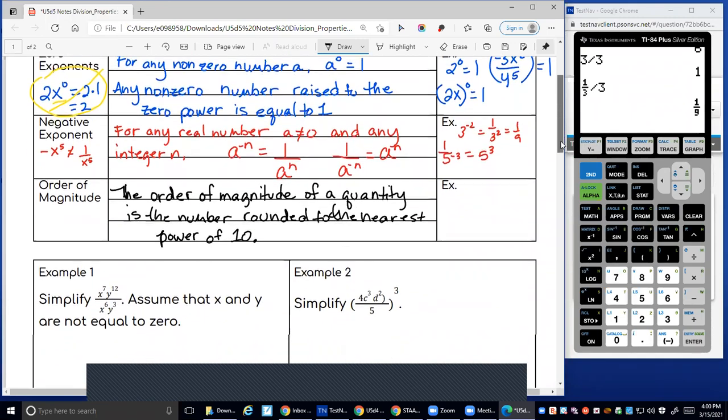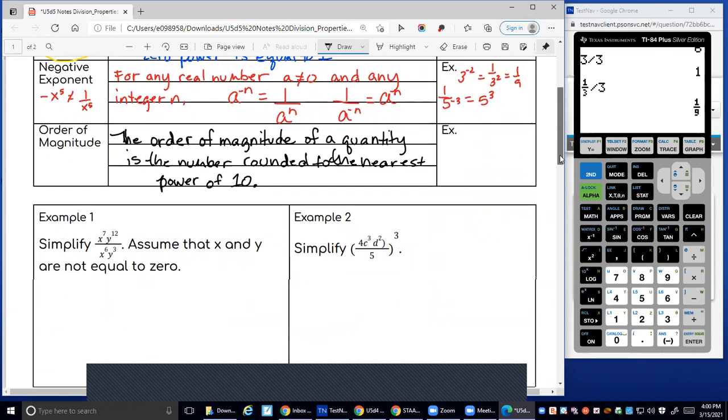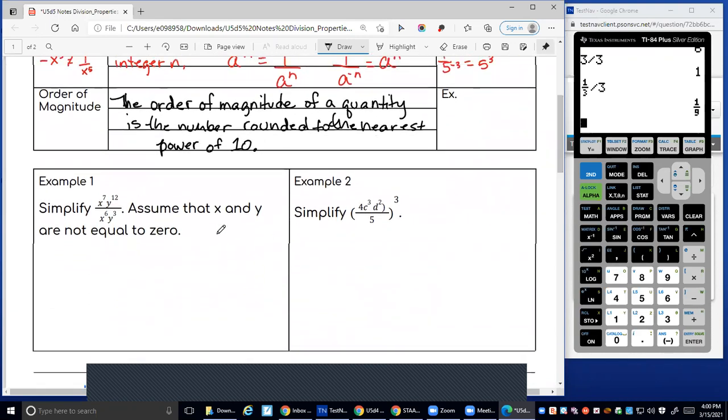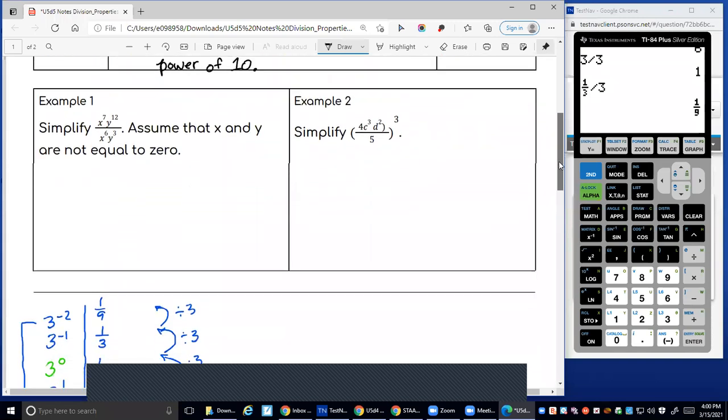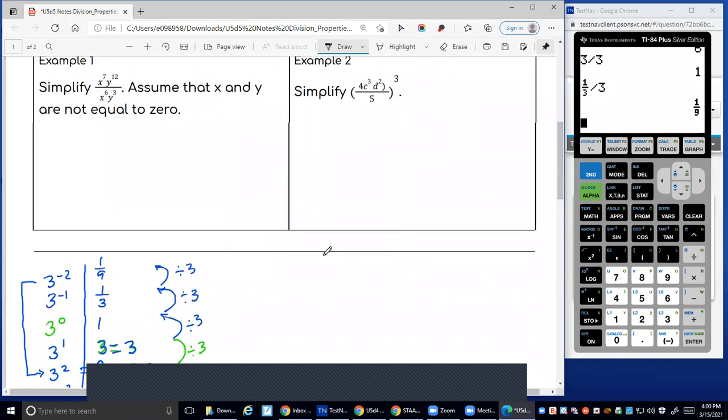I hope you find that it's relatively simple. Okay. So example number 1. We want to simplify this and assume that x and y are not equal to 0. So before I start this, just real quick in the chat, tell me, what is 5 divided by 5?